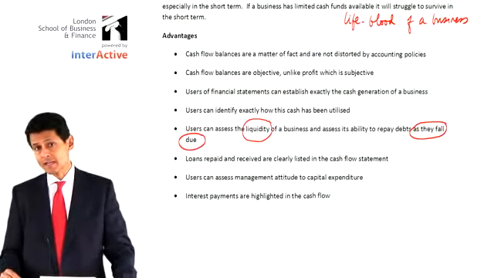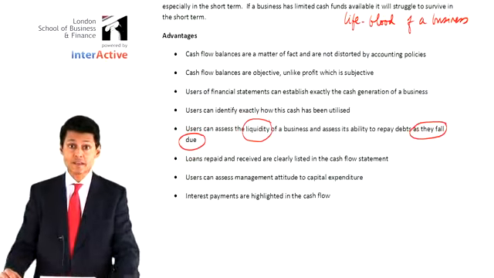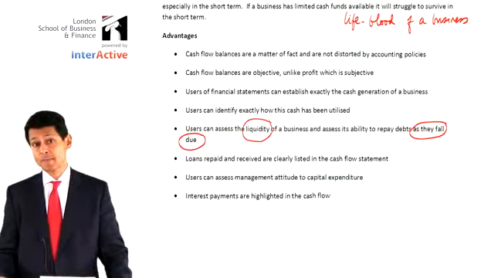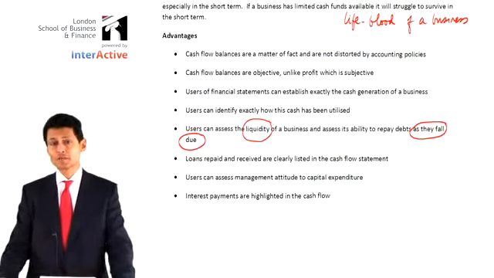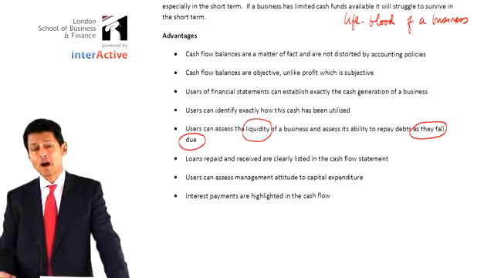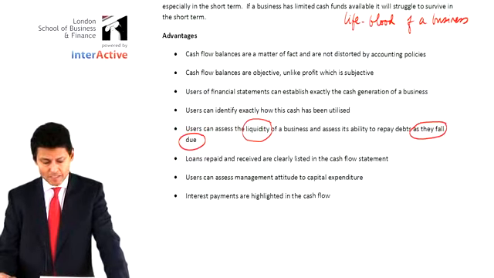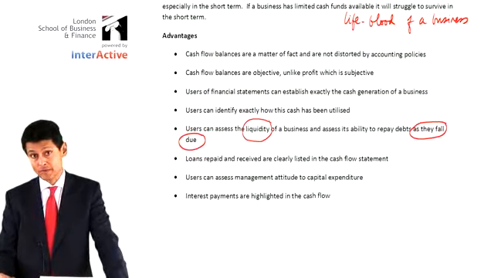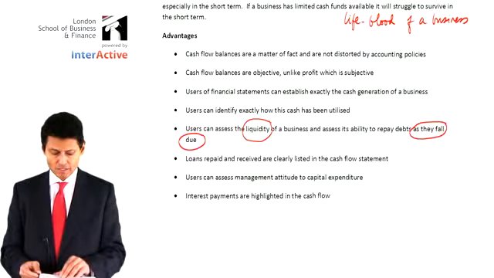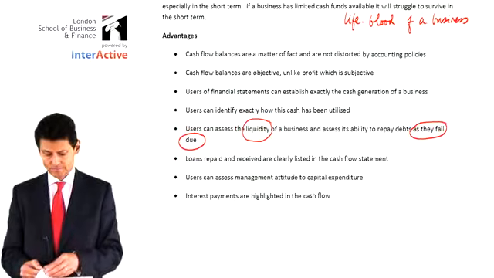Are they expanding? Are they building a future for the company by acquiring new assets, expanding the productive capacity? All that shows up in the investing section of our cash flow statement, as we will see. But more about that in a few minutes. Interest payments are highlighted in the cash flow statement, of course. So plenty there to go on, many, many advantages.